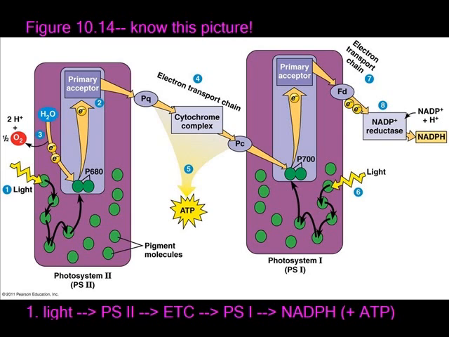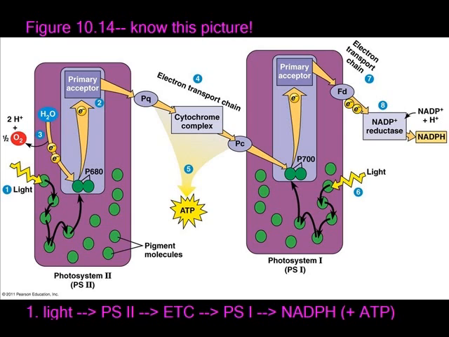Eventually, it bounces around, gets the P700, and eventually forms NADPH. Now, if you're saying to yourself, that was one of the most confusing things I've ever heard, I'm really, really confused, and I don't think I'll ever be able to learn it, we're going to go through it piece by piece.